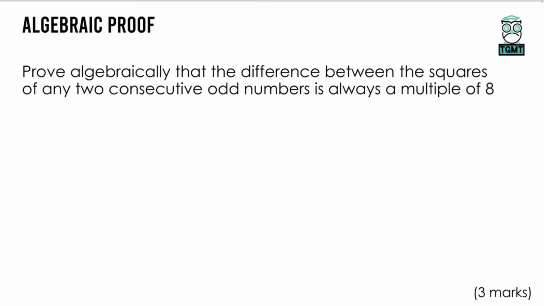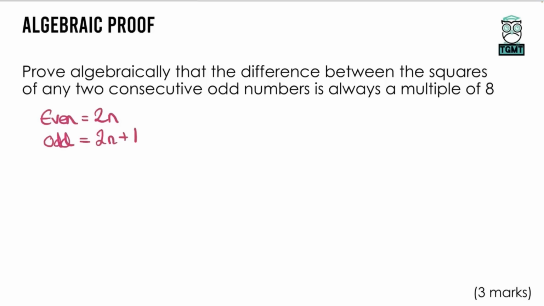Okay, so looking at some algebraic proof, this question says prove algebraically that the difference between the squares of any two consecutive odd numbers is always a multiple of 8. Now, when we are looking at an even number, we will use the algebraic expression 2n. When looking at an odd number, you can either use the positive or negative version of this, but all we need to do is add 1 to the even number.